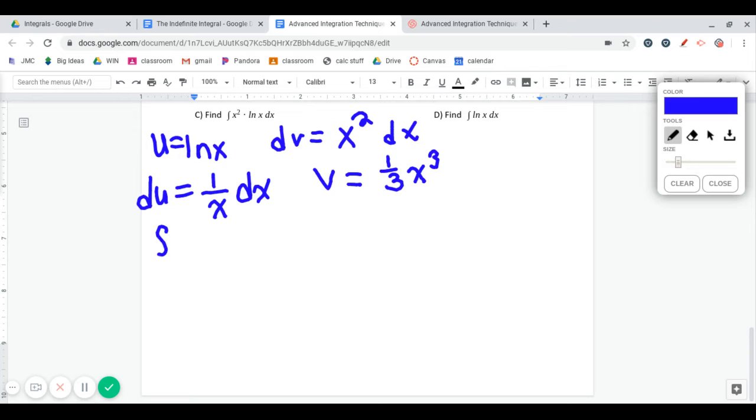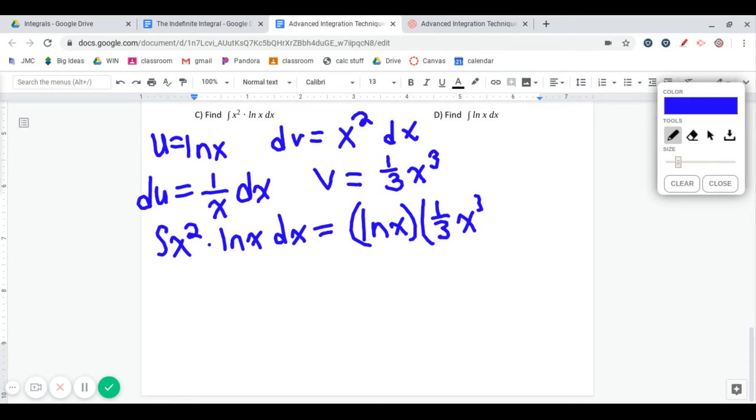So let's see, we got the integral of x squared times the natural log of x dx equals u times v. So we get natural log of x, throw that in parentheses, times 1/3 x cubed, minus the integral of v, which is 1/3 x cubed, times du, which is 1 over x dx.